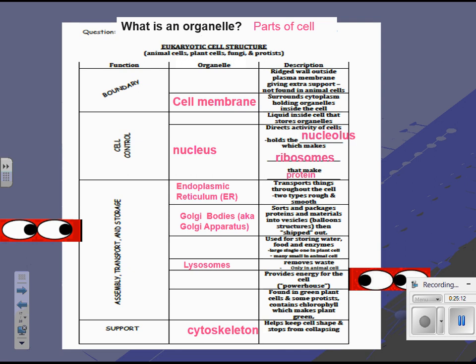Highlight energy and powerhouse. And what is it called again? Mitochondria. The CH is pronounced like a K. On mitochondria, you're highlighting energy and powerhouse.